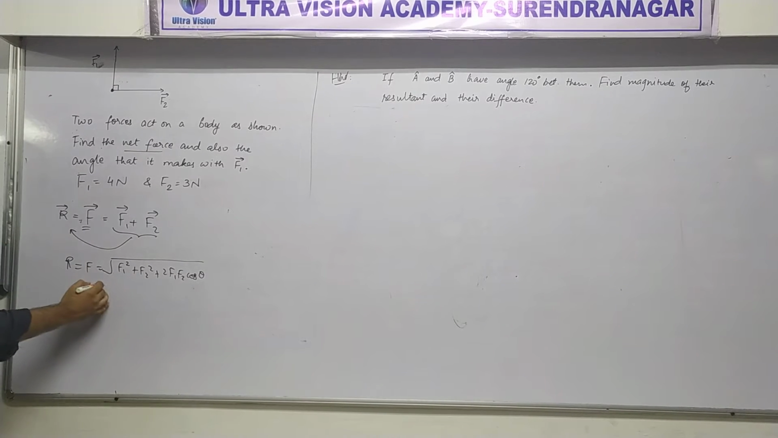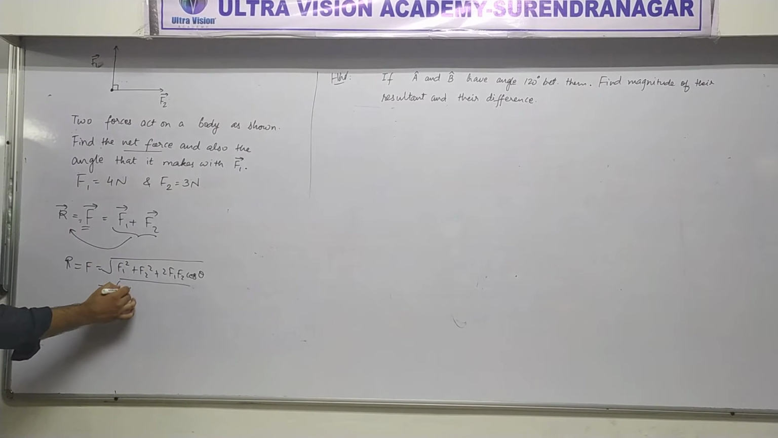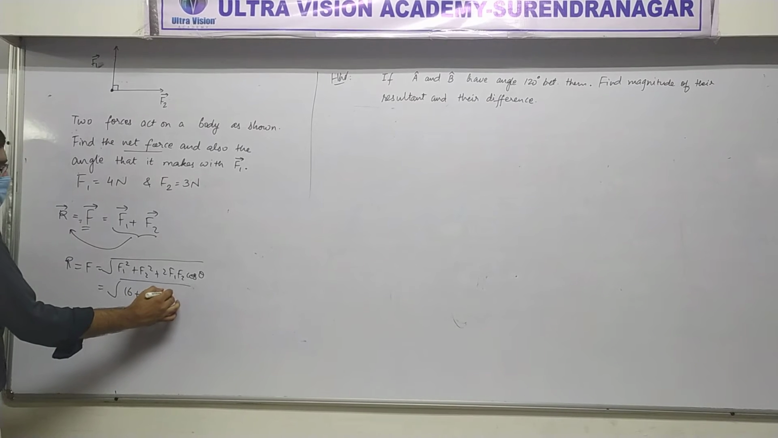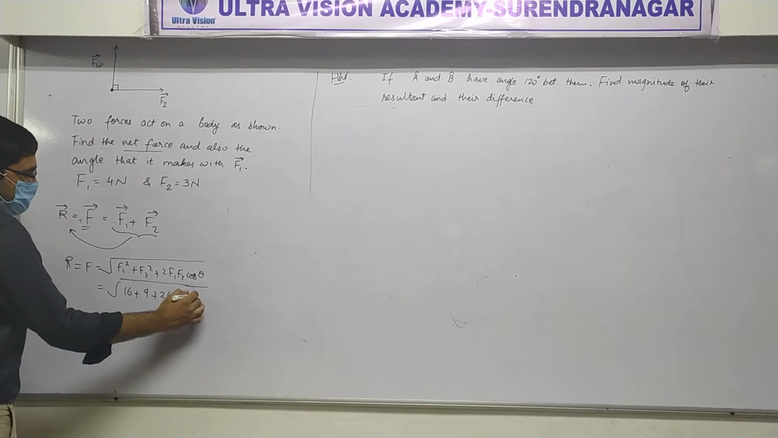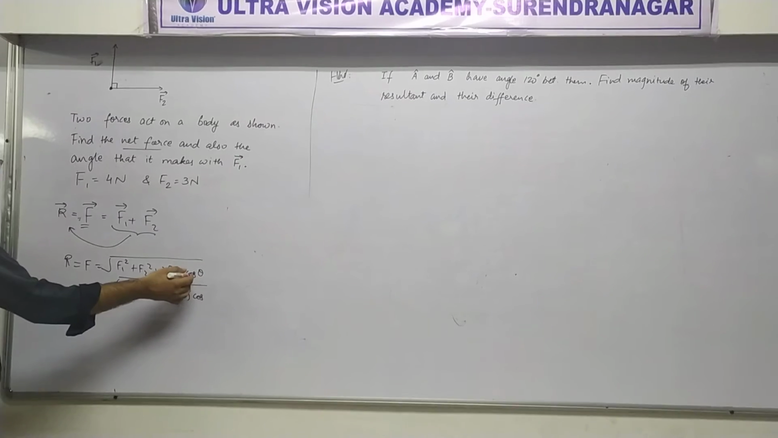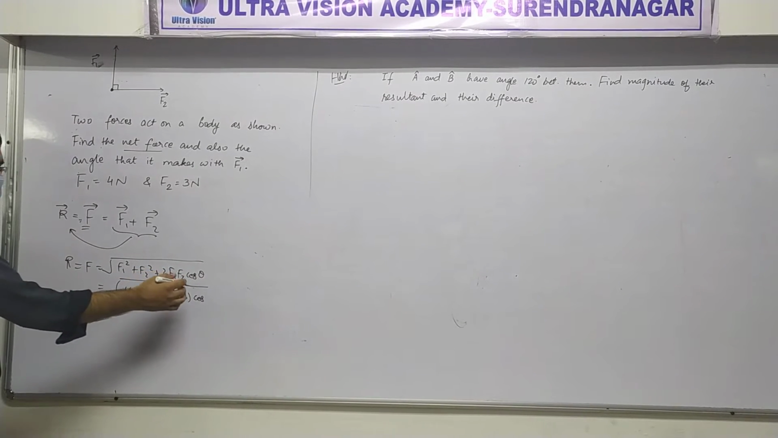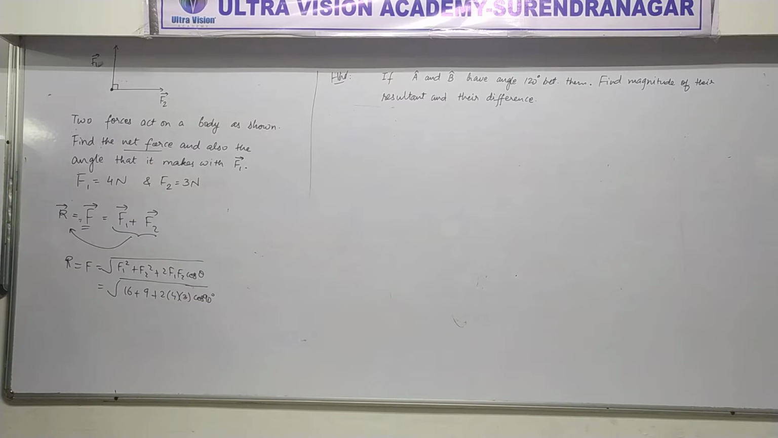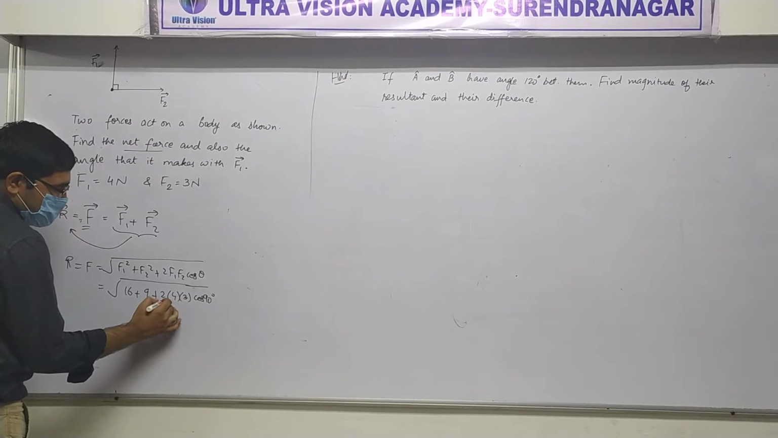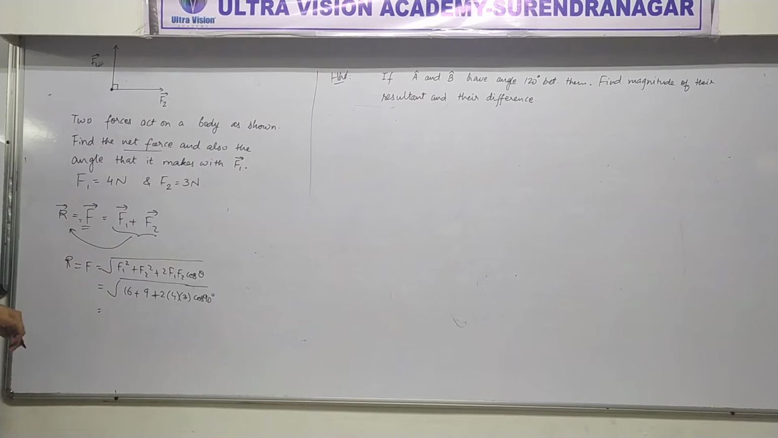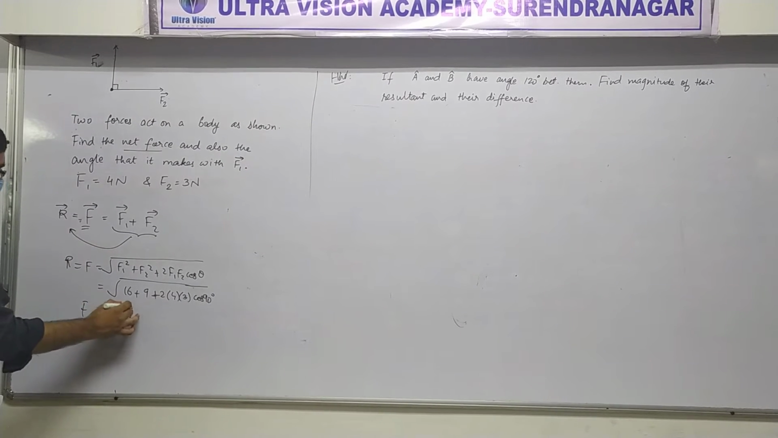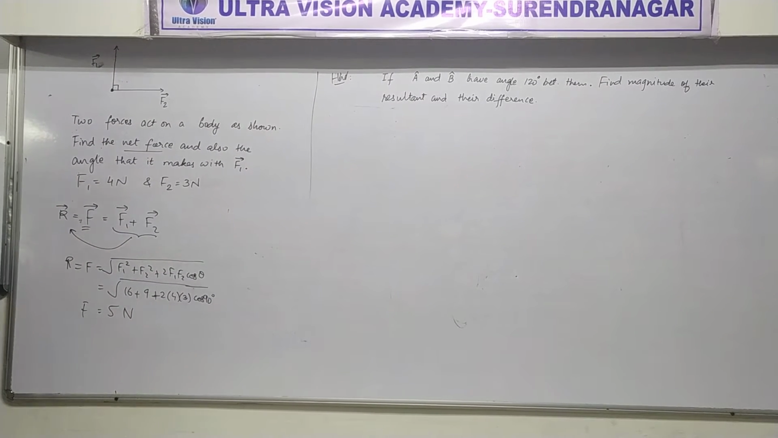Okay. So let's put all the values. What do we get? F1 square is 16, plus 9, plus 2 into 4 into 3 into cos 90. Theta value is 90. Okay, cos 90 is 0. Sure? Yes. So cos 90 is 0, so this whole term will be 0. So tell me what will it be? 5 unit, say it: 5 Newton. Is that okay or not okay? Yes. 5 Newton. Did you get it? Yes.